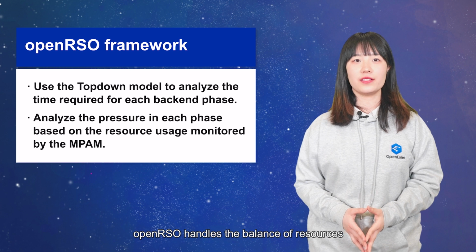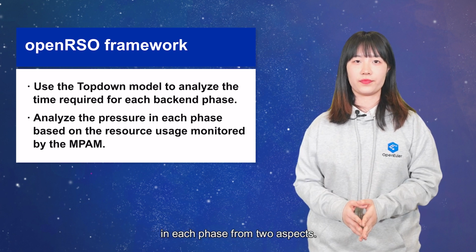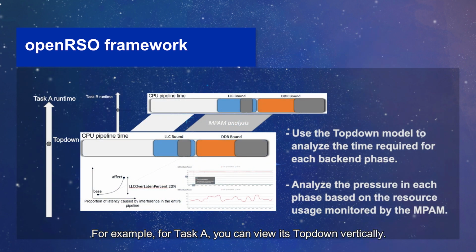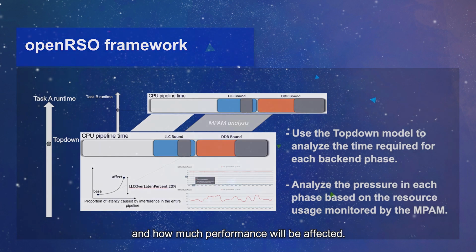openRSO handles the balance of resources in each phase from 2 aspects. For example, for task A, you can view its top-down vertically. You can also view other services in the system, like task B at the same time. If task B occupies the same resource at the same time, task A will be affected. We can use algorithm to know the extent of the interference and how much performance will be affected.